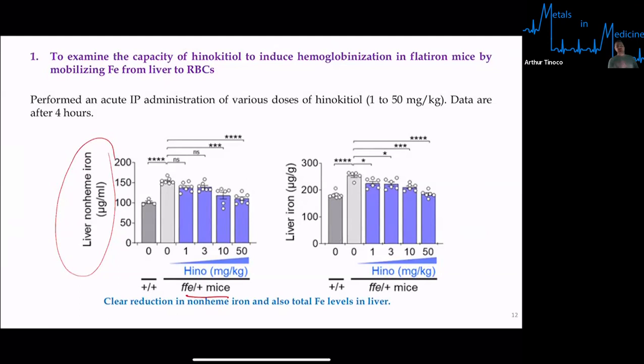And what are we seeing, Brenda? What do you see in this level from 0 dosage all the way to 50 milligrams per kilogram? What's happening to the iron? It's decreasing, okay? And according to what they're writing here, you see these stars? What do those stars mean, Julie?